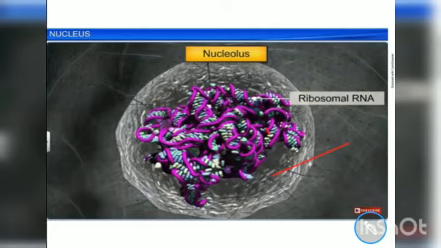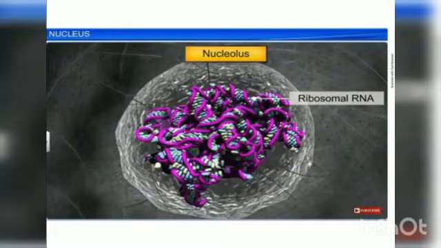And the cells which have greater capacity to produce protein have a number of nuclei. As you have already learned that the cells which are going to produce more energy have a higher number of mitochondria, similarly, the cells which have the capacity to produce more protein have a higher number of nuclei.